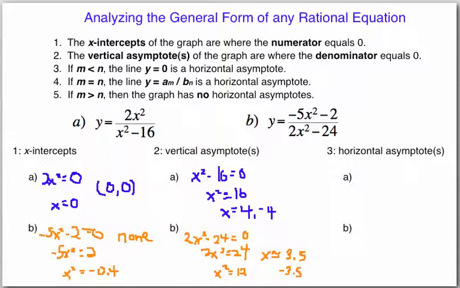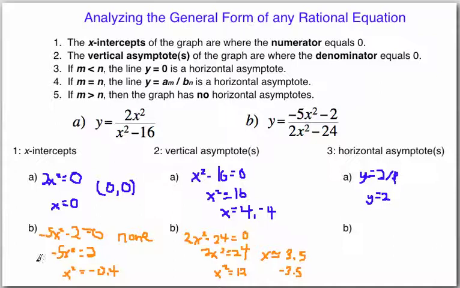Now let's look at the horizontal asymptote. This is what's a little bit different, but it's not very hard. When m equals n, the horizontal asymptote is just the leading coefficient of the numerator divided by the leading coefficient of the denominator. Whatever the coefficient is with the degree, that's the leading coefficient. So you divide those. For a, it would be the leading coefficient of 2, y equals 2 divided by the leading coefficient of the denominator, which is 1. So y equals 2 divided by 1, so just y equals 2.